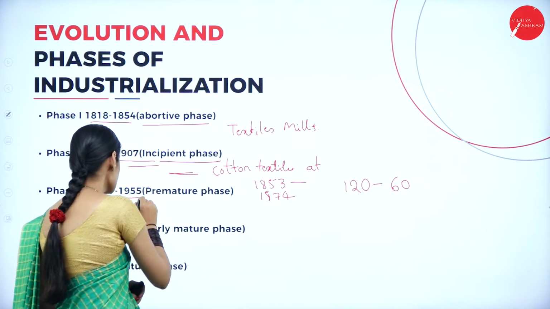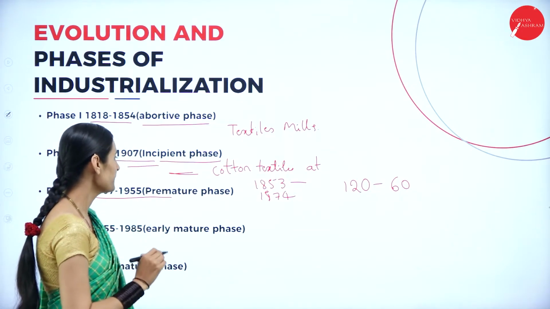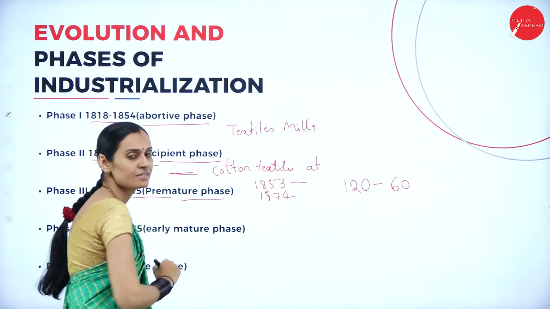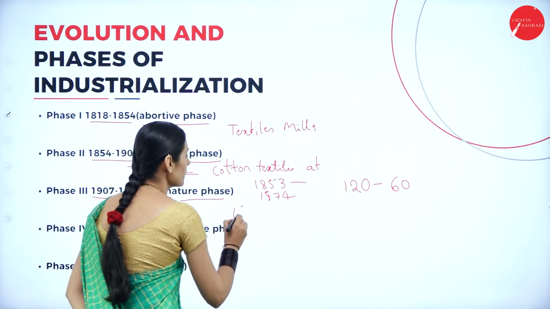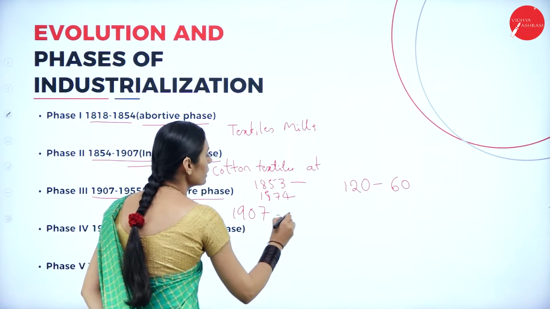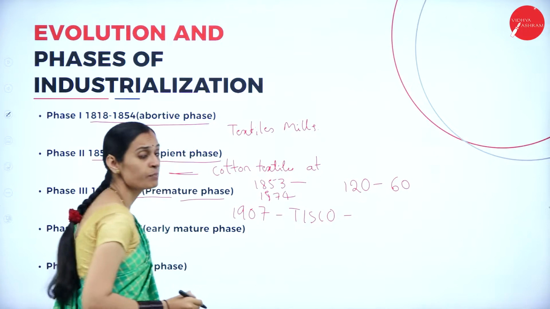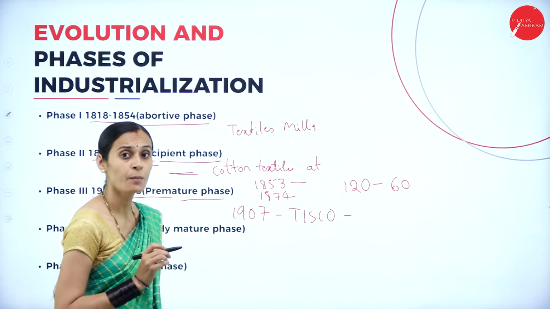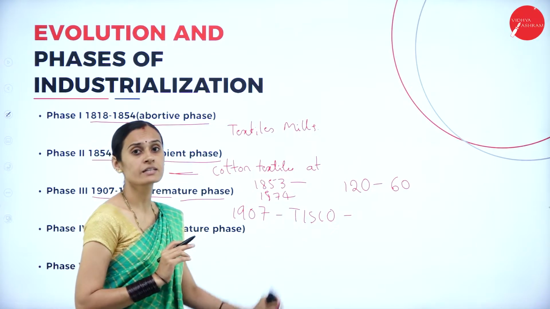Under the third phase, it started from 1907 to 1955. It is called the premature phase. Okay, in 1907, TISCO was established in Jamshedpur by Jamshedji Tata. That is the Tata Iron and Steel Company.